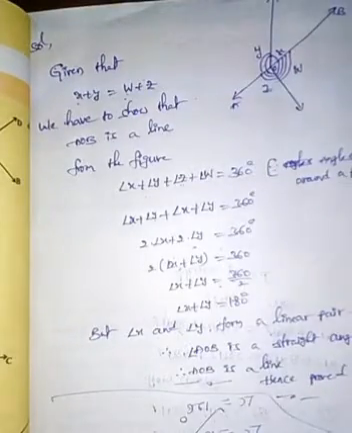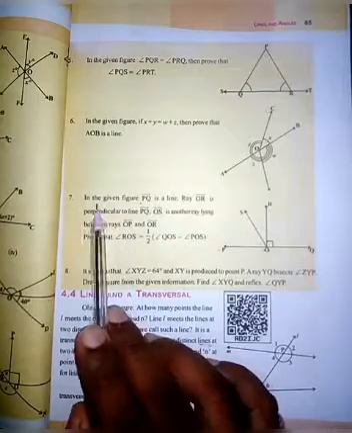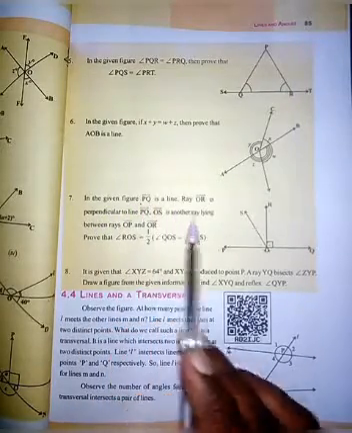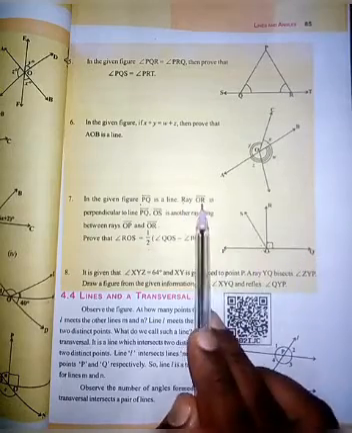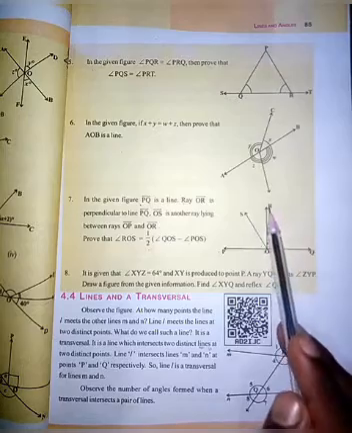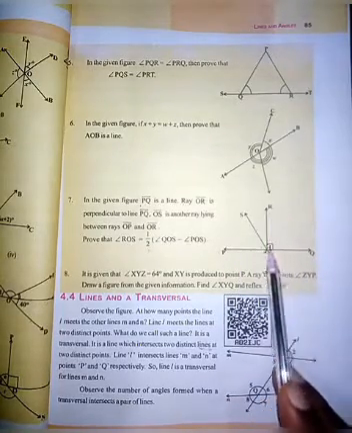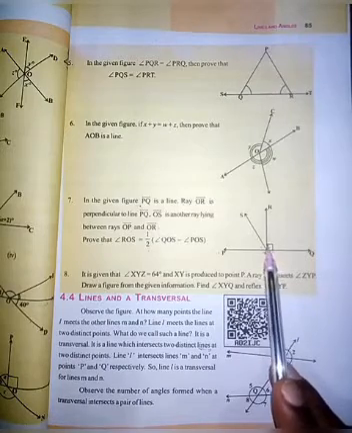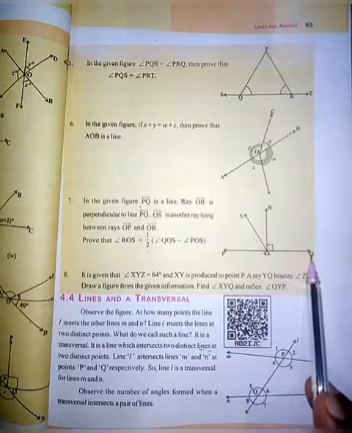This is the solution. Now coming to the seventh problem. In the given figure, PQ is a line. So observe the figure here. In this figure, PQ is a line, and ray OR is perpendicular to the line PQ. Perpendicular means it forms 90 degrees. So look at the figure. This angle is 90 degrees, that is angle ROQ equal to 90.